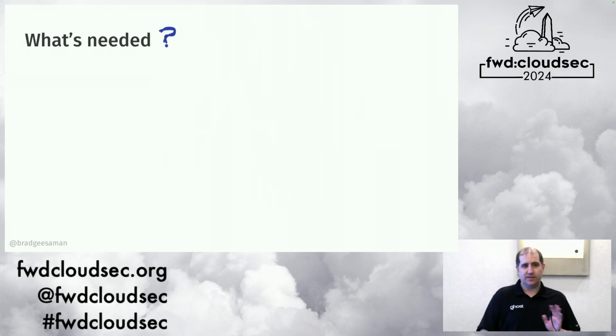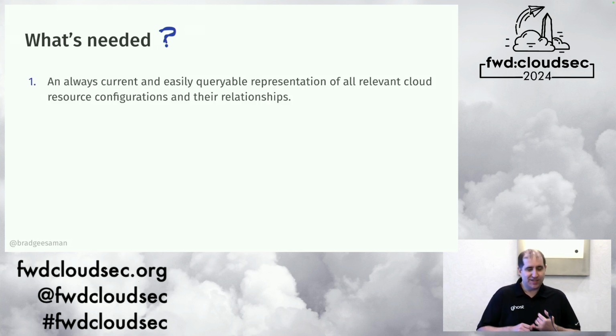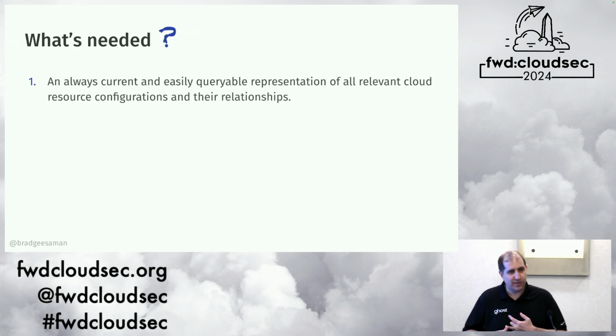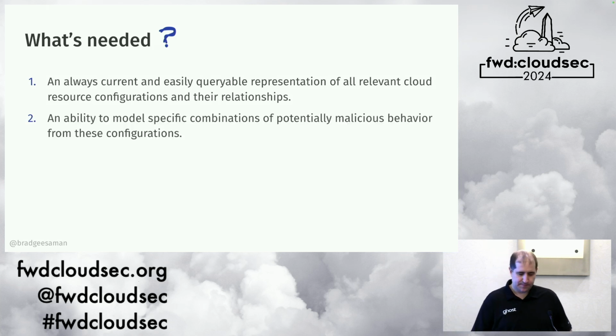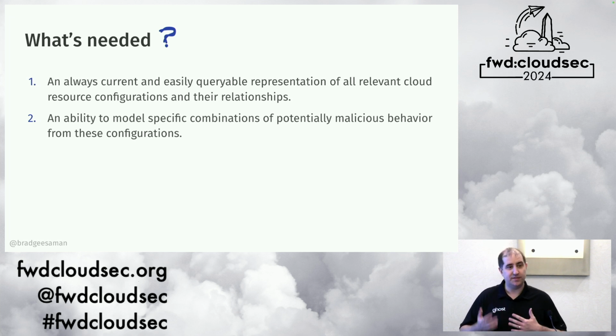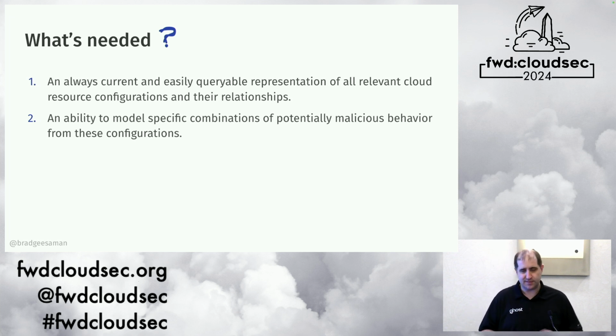So to do this, we need a couple things that probably don't exist. You need an always current and easily queryable representation of all those cloud resource configurations and their relationships to each other. You need to be able to then model specific combinations of potentially malicious behavior from these configurations on top of that representation. And the point is that this is something that you would be able to describe and define that makes sense for your needs. It's not just a standard set of checklist items.